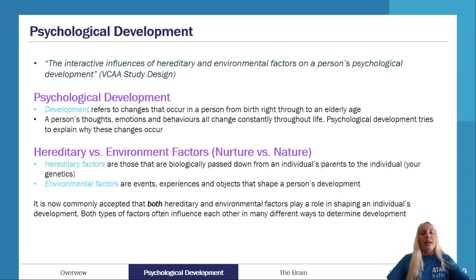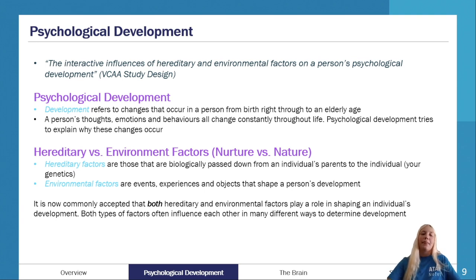Psychological development and the theories that we will look at try to explain why these changes occur and why we develop. So, what encompasses this is the nature versus nurture debate that looks at hereditary versus environmental factors, and you need to know both of these. The hereditary factors are the factors that are biologically passed down from an individual's parents to the actual individual. That's why it's hereditary. It literally means your genetics, okay? So they influence your psychological development.